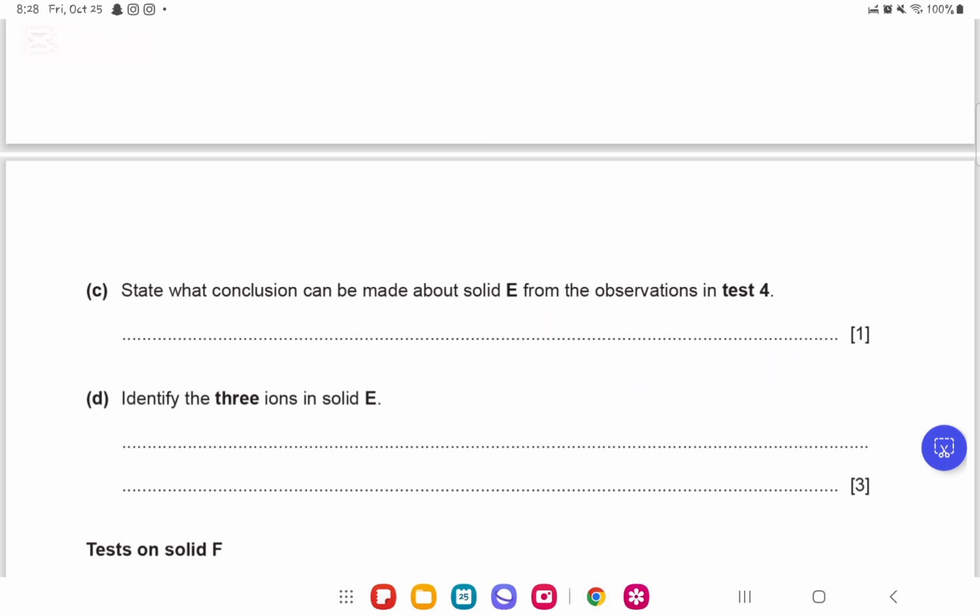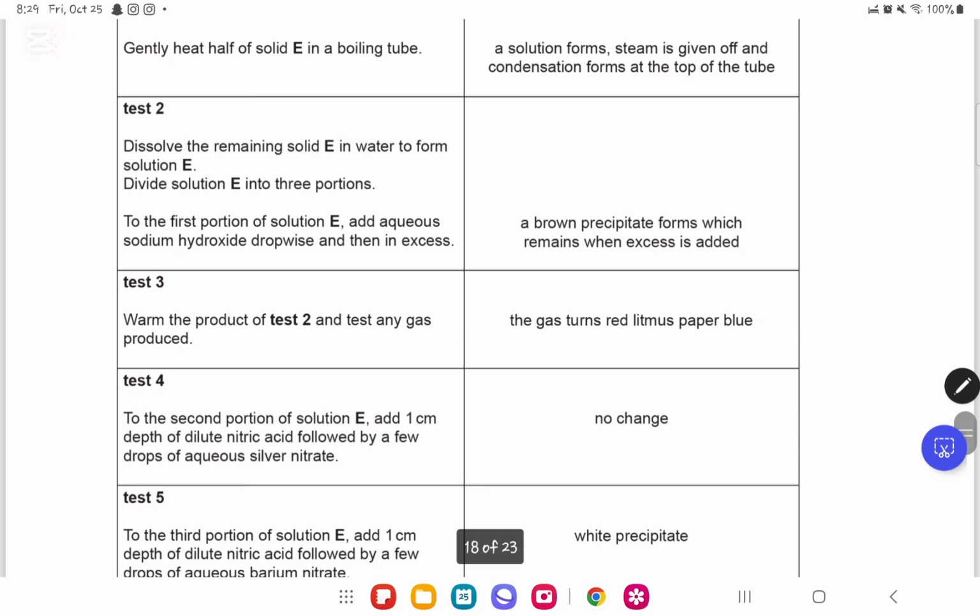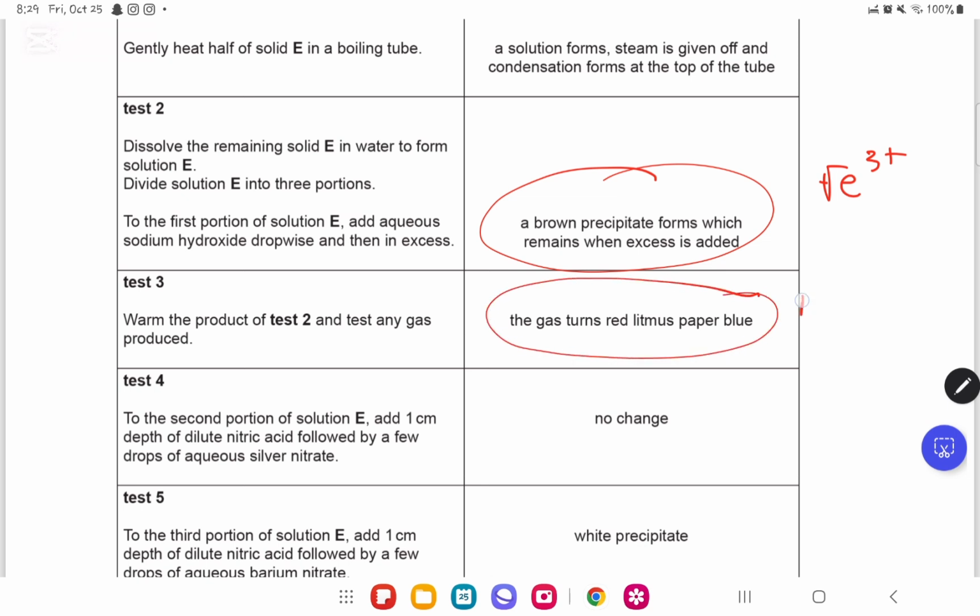It doesn't contain Cl minus, Br minus, or I minus. Now based on the tests, we were able to identify 3 ions. If you go up, let's see the tests again. We have brown precipitate, so Fe3+. We have red litmus paper turning blue, so either NO3 minus or NH4+, but here we're going to take NH4+.